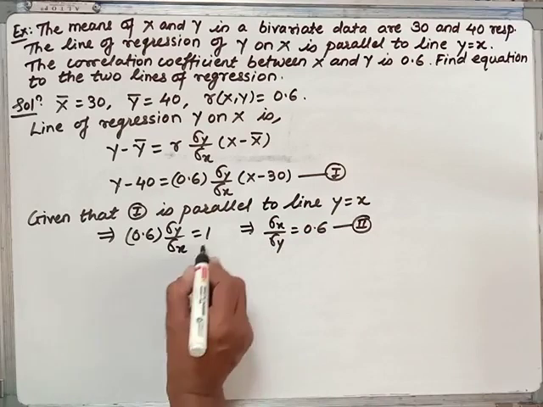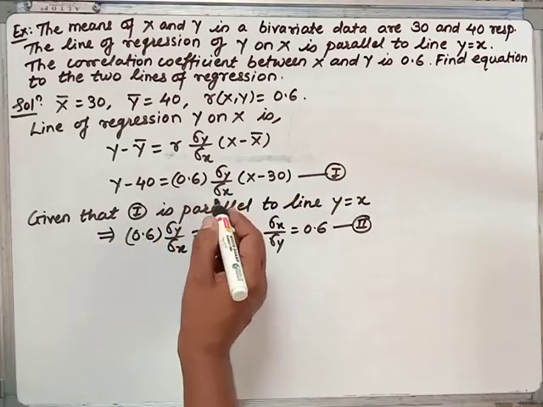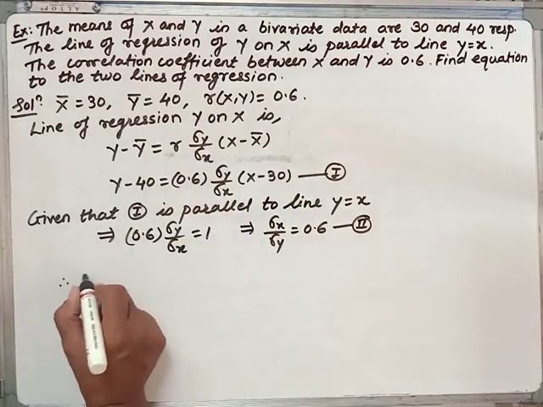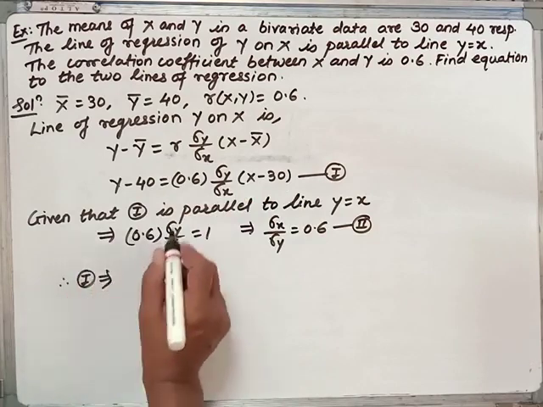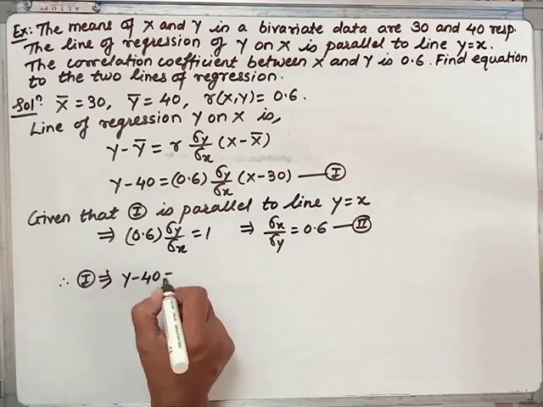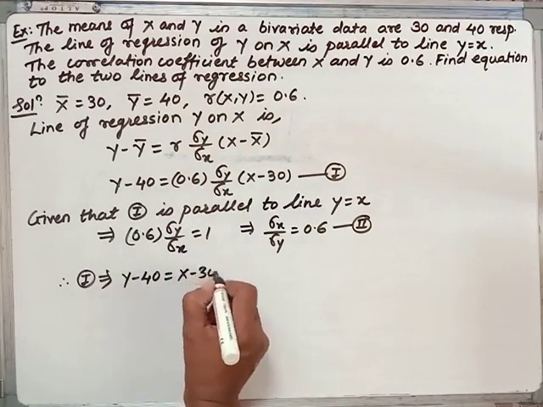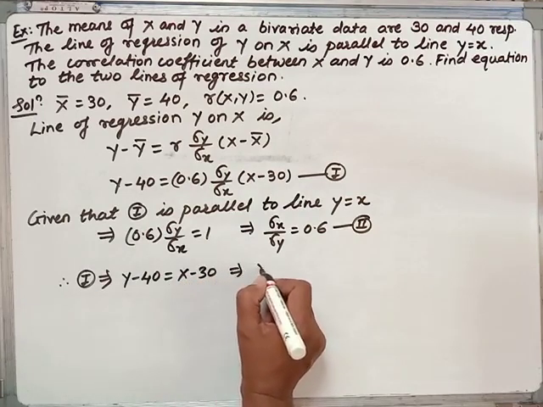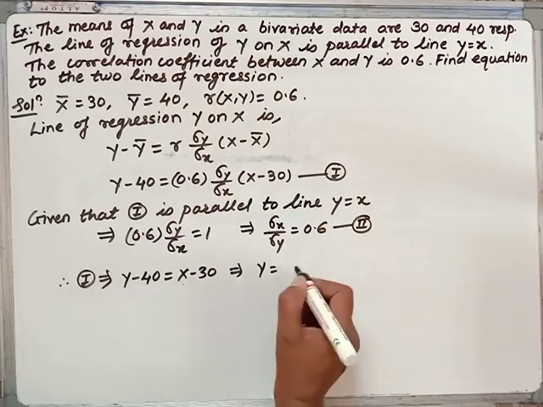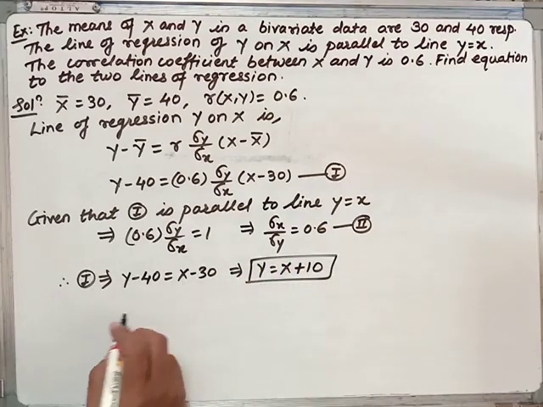Now here we can put this value here in 1. So we get equation of line of regression y on x. Therefore 1 gives us y minus 40 is equal to 1 into x minus 30, and that is same as y is equal to, this 40 will come on this side with positive sign, y is equal to x plus 10, right? This is one line, right?